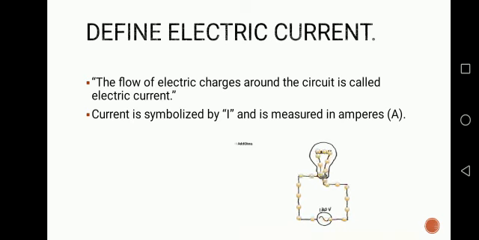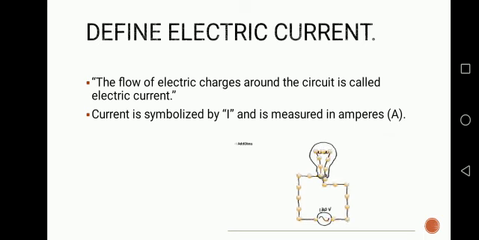So the first question on your notes is: define electric current. The flow of electric charges around the circuit is called electric current. Current is symbolized by I and is measured in ampere. What is electric charge? Electric charge is a basic property of electrons, protons, and other subatomic particles. Electrons are negatively charged while protons are positively charged.